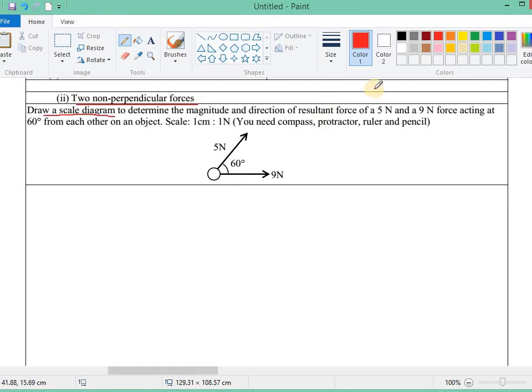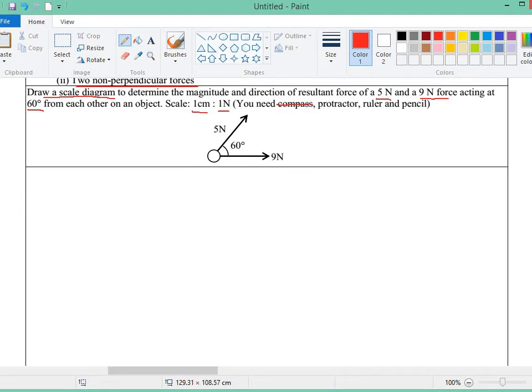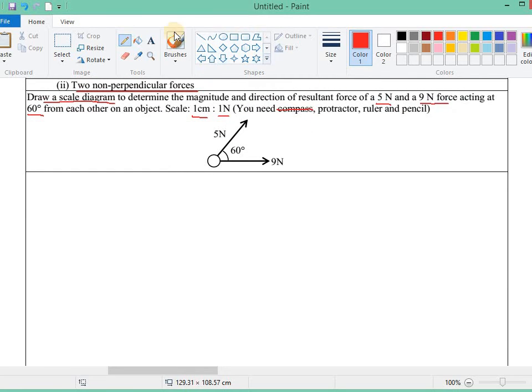So this time the 5 Newton and the 9 Newton forces are acting at an angle of 60 degrees from each other on an object. Scale is the same, 1 centimeter to 1 Newton. So you need compass, protractor, ruler and pencil. Again, compass is not necessary. Most important, you need protractor, ruler and pencil. Again, draw a parallelogram, same concept. Let's draw a rough one first.